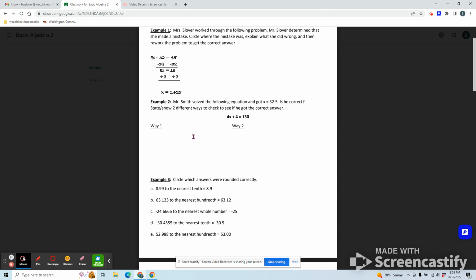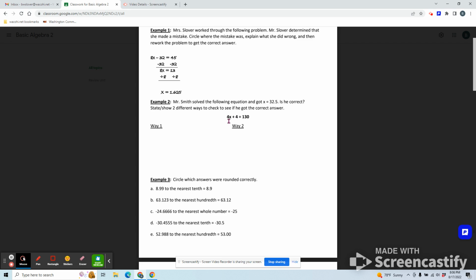Example 2. Mr. Smith solved the following equation and got x equals 32.5. Is he correct? State and show two different ways to check to see if he got the correct answer. Well, remember from day 1 where we did some substitution. Do we remember? We could take x as 32.5 and substitute, plug it in, where we see an x value. So way 1 could be through substitution.